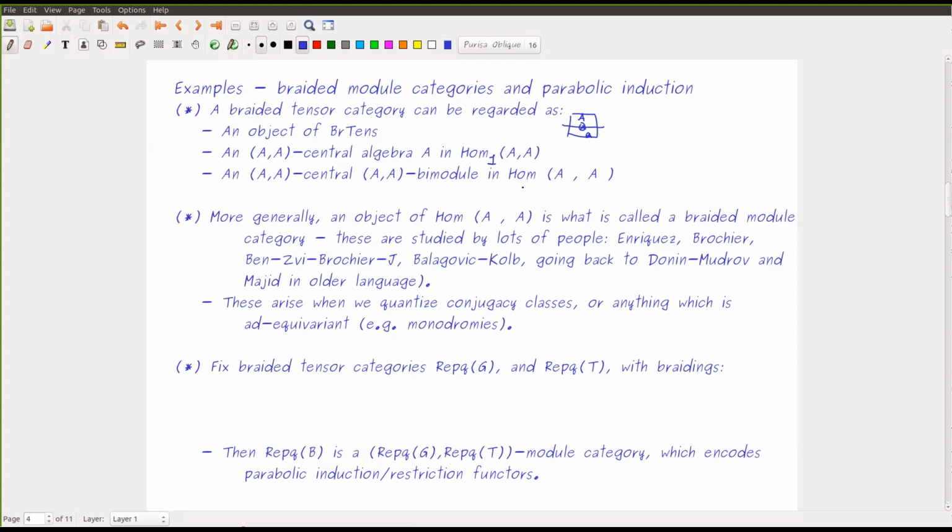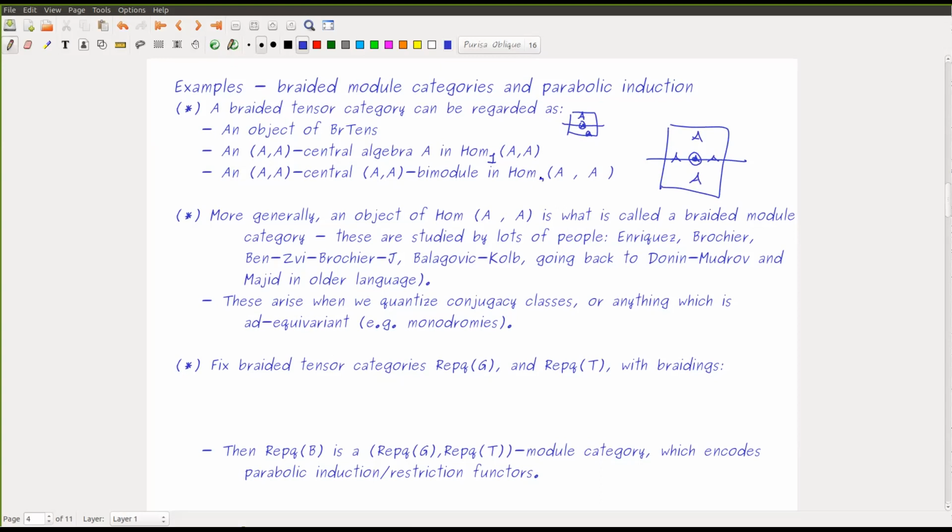But there's an even more interesting one, which is I can put A, and A. And so I can regard A as an A-A central A-A bimodule. So this is in Hom 2. So I'll call this A reg.